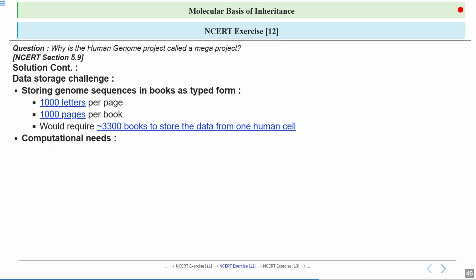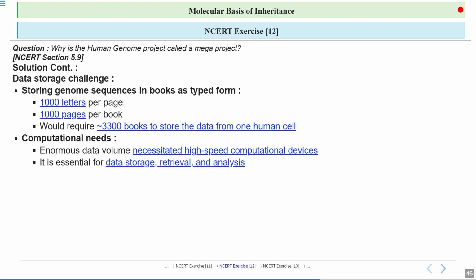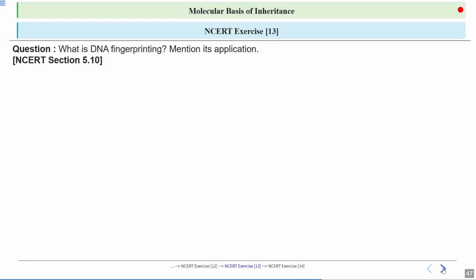Now, if we talk about the computational needs, the enormous data volume necessitated high-speed computational devices. It is essential for data storage, retrieval, and analysis. Okay, so the enormous data volume needed high-speed computational devices, essential for data storage, retrieval, and analysis.